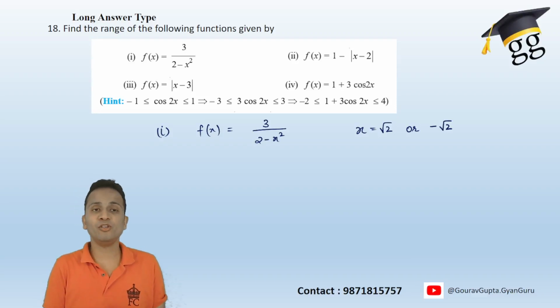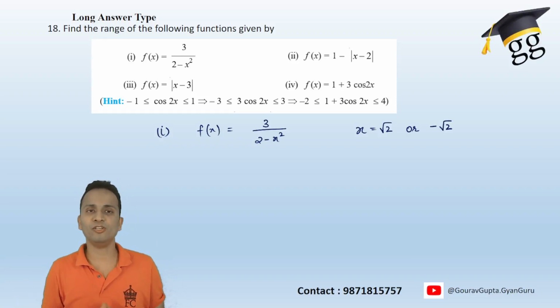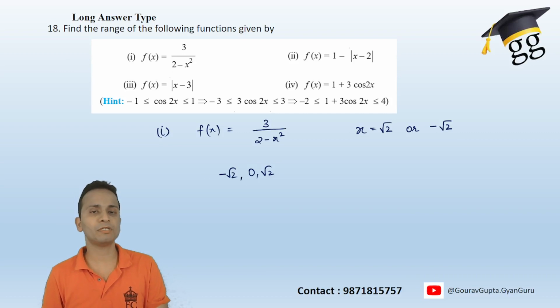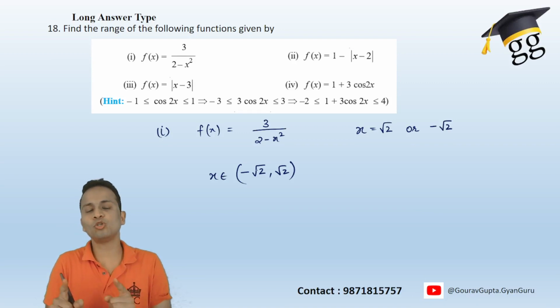Now let's check the value of the function for other values of x. I'll consider only the positive values of x in the range 0 to under root 2, or negative values of x which are in the range of minus root 2 up till 0. So I'm looking at all the values of x starting from minus root 2 up till root 2, but not included. So x belongs to minus root 2 up till root 2.